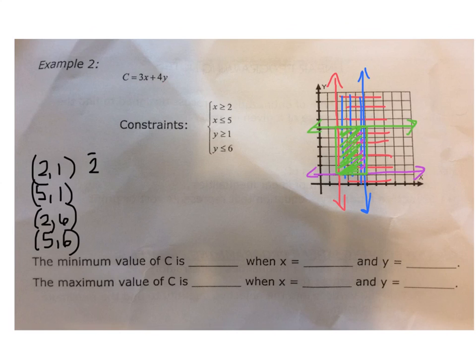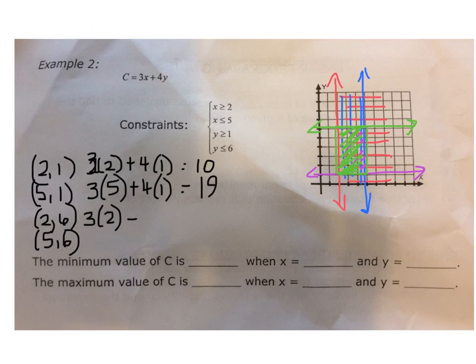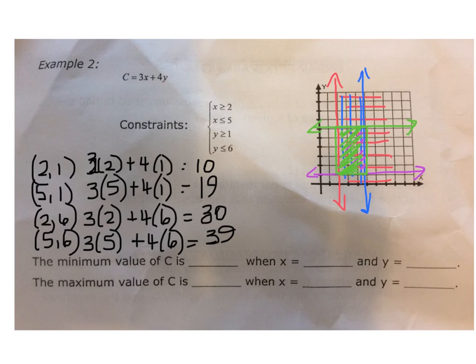So I get 3 plug in 2, plus 4 plug in 1. It's going to give me 10. 3 plug in 5, plus 4 plug in 1. It's 19. 3 plug in 2, plus 4 plug in 6 is 30. 3 plug in 5, plus 4 plug in 6, and that's going to give me 15 and 24, which will give me 39. So the minimum value is going to be right here. The minimum value is 10 when x is 2 and y is 1. The maximum value is here, 39, when x is 5 and y is 6.